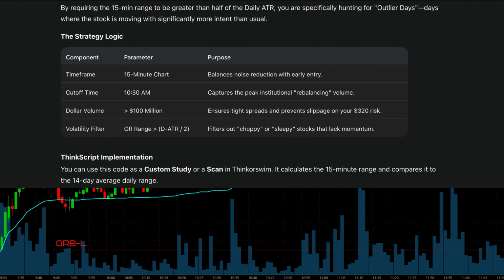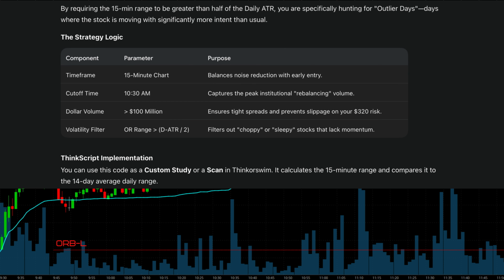By requiring the 15-minute range to be greater than half of the daily ATR, you are specifically hunting for outlier days, days where the stock is moving with significantly more intent than usual. The strategy logic: component, parameter, purpose. Time frame, 15-minute chart, balances noise reduction with early entry. Cutoff time, 10:30 a.m., captures the peak institutional rebalancing volume.